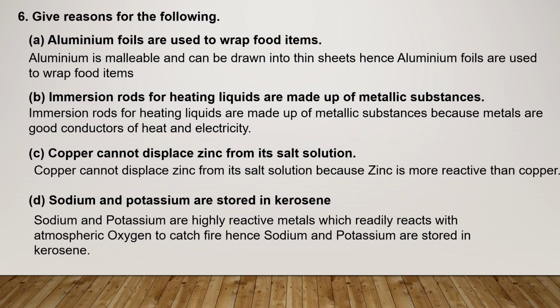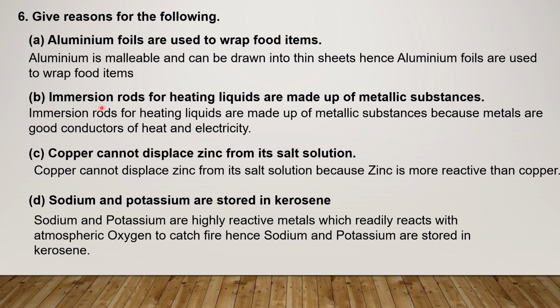Then next is give reasons for the following. A. Aluminium foils are used to wrap food items. The answer is aluminium is a metal, and aluminium is malleable and can be drawn into thin sheets. Hence, aluminium foils are used to wrap food items.